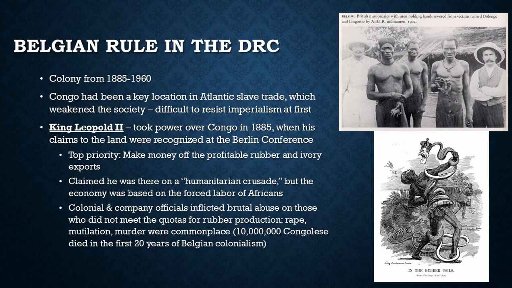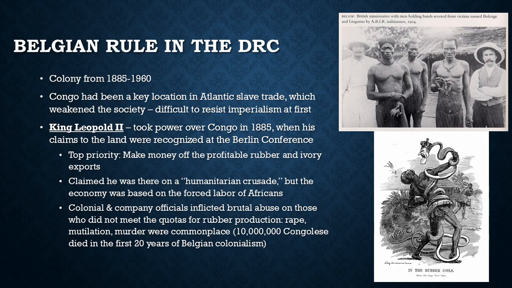So the colonial officials came in and essentially forced Africans to work for them for very, very little pay. And the colonial and company officials inflicted extremely brutal abuse on those who did not meet the quotas for the rubber production. Things like rape, mutilation. Up here you can see these men are actually holding severed hands cut off from other people who did not meet their quotas, standing here with, it says British missionaries, so they were there to kind of convert them into Christianity.